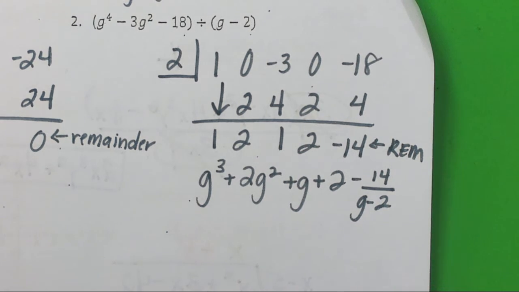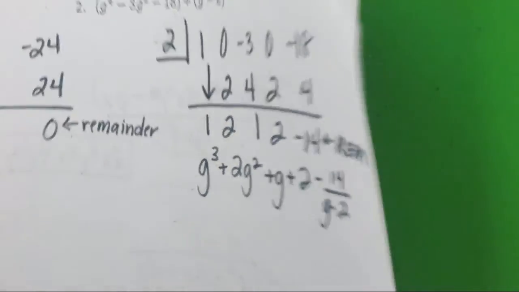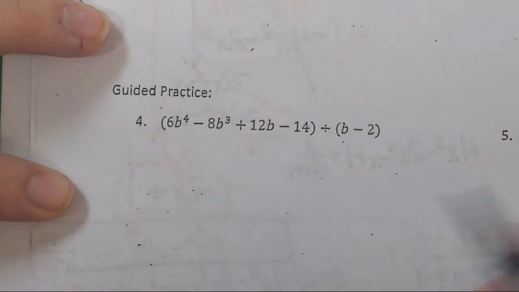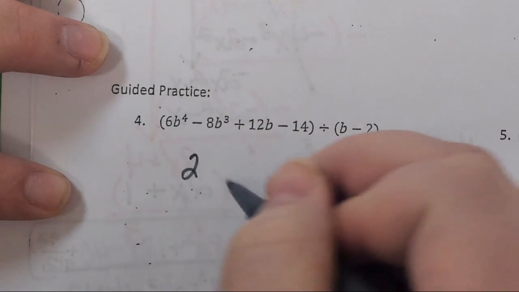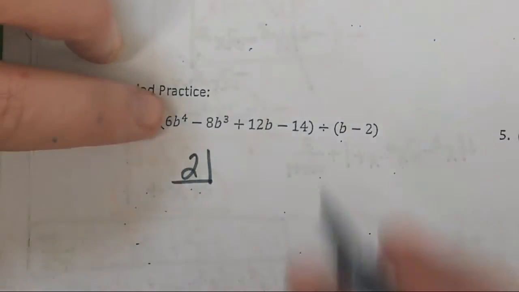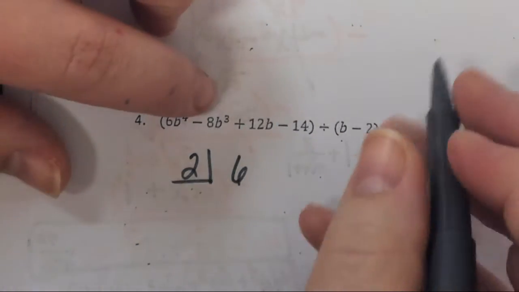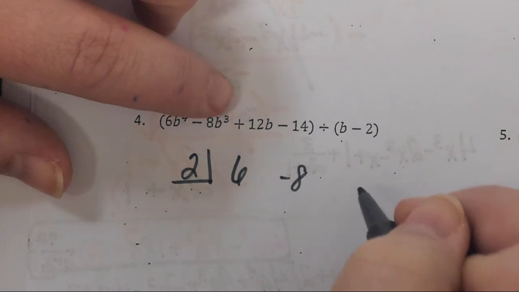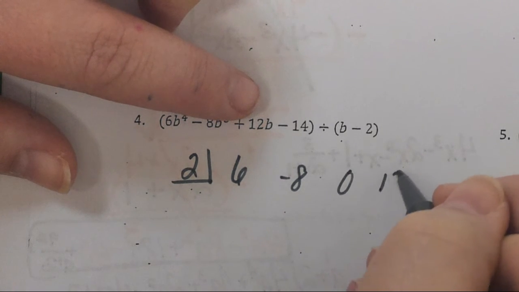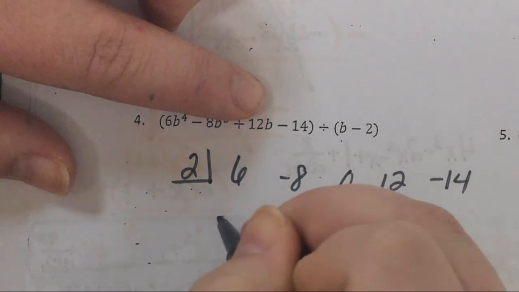Okay, I'm going to do the number 4, the guided practice, because you've got some problems of your own that are going to be your guided practice. Okay, so b minus 2, that means I'm dividing positive 2 into, this is the opposite sign. I've got a 6 to the 4th, negative 8b to the 3rd. I don't have a b squared. I have a 12b and a minus 14.